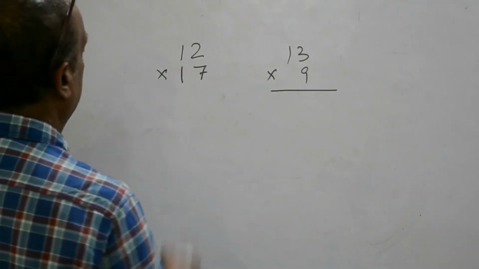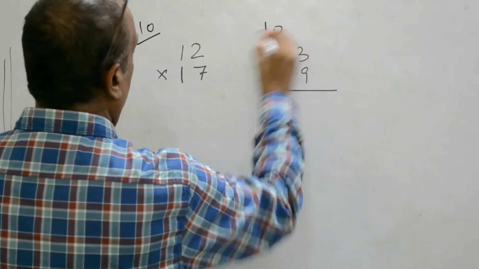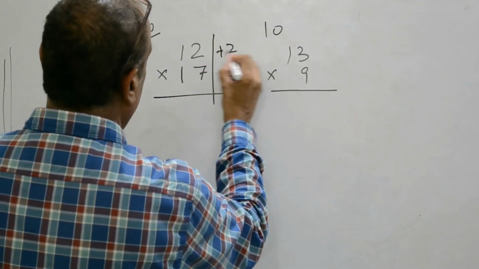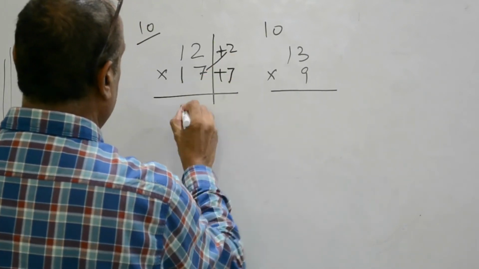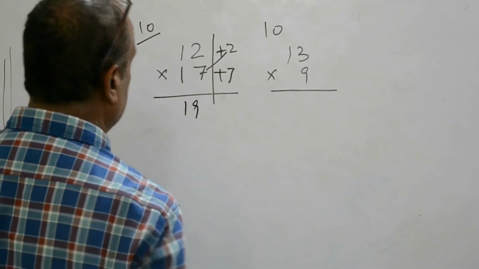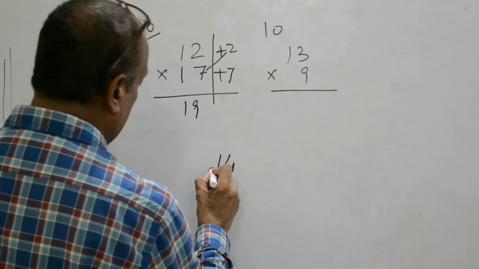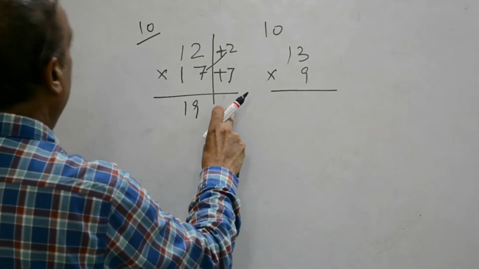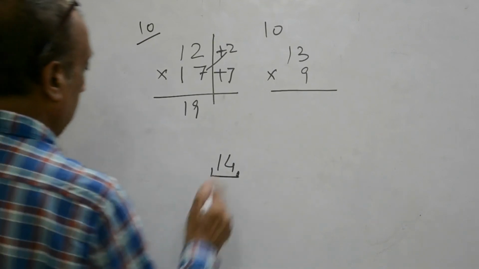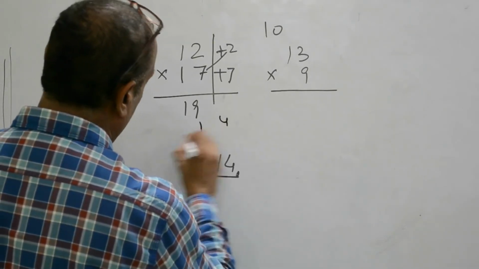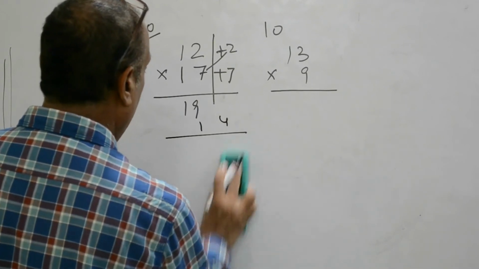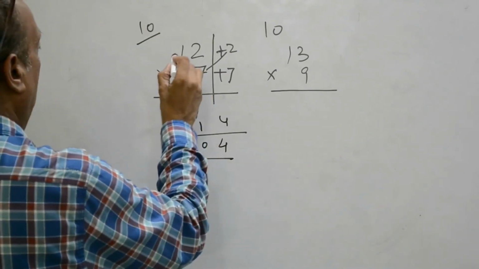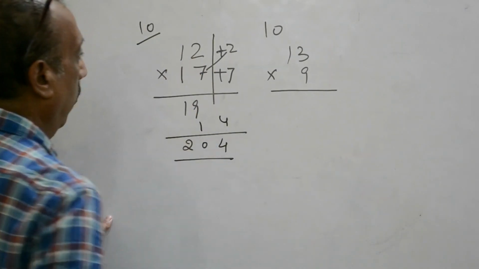Now the numbers are near the base 10. So this is 2 more than the base, this is 7 more than the base, this is 19, and 2 when multiplied by 7 it will give us 14. This is a 2-digit number, but we can have only 1 digit over here because there is 1 zero in the base, so 14 will be written as 1 and 4. So when we add it, we get 204. So the multiplication of 12 and 17 is 204.